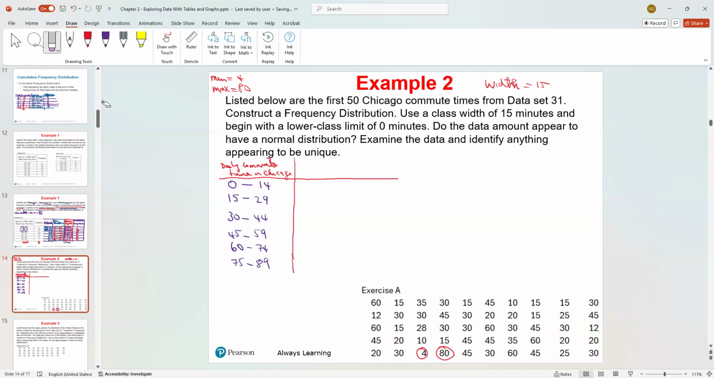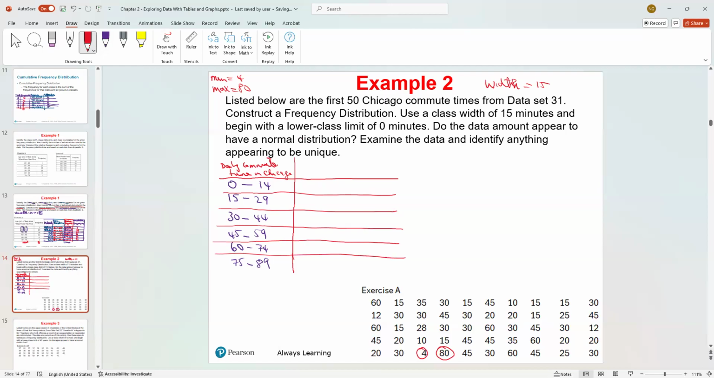At this point, you can identify the number of class intervals: one, two, three, four, five, and six. What they want you to find is the frequency distribution. That means you need to count the number of data values you see from 0 to 14.